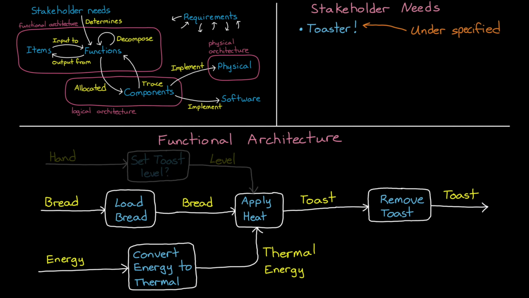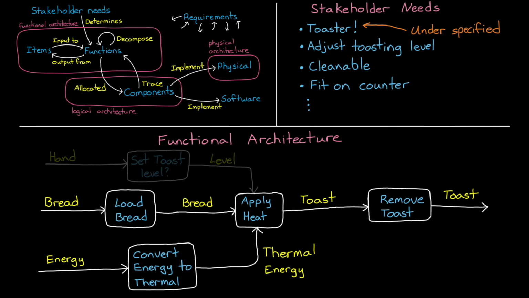The needs and objectives were underspecified, so we weren't able to make any more progress without revisiting the high-level objectives and key requirements. Let's say that the stakeholder is actually looking for a residential toaster, where the users need to be able to adjust the toasting level and to be able to clean it and have it fit on a kitchen countertop and so on. So from all of this, we're able to continue the process of decomposing the functional architecture.